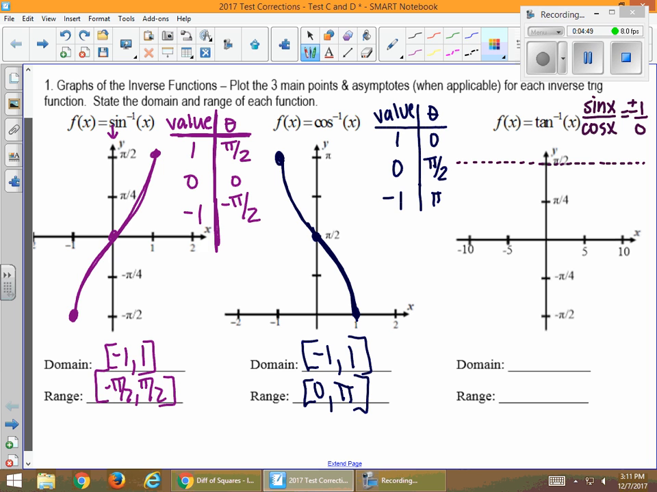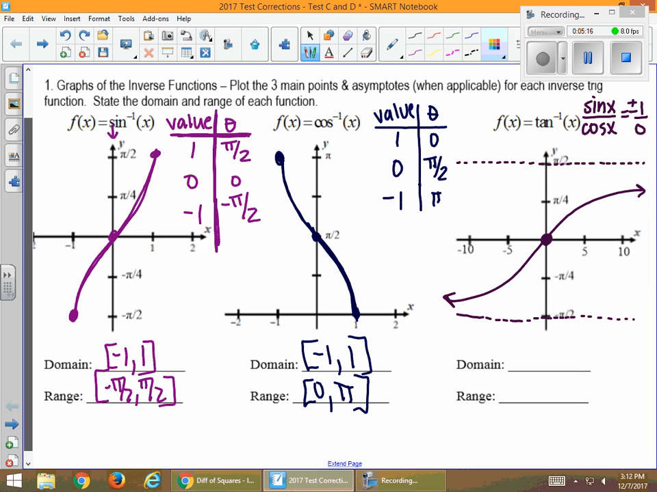The same thing happens at negative pi over 2 because sine is negative 1 and cosine is 0. The other value that we're worried about right now is going through 0, 0. At 0, tangent is 0 because sine is 0 and cosine is 1. And then our graph is increasing.